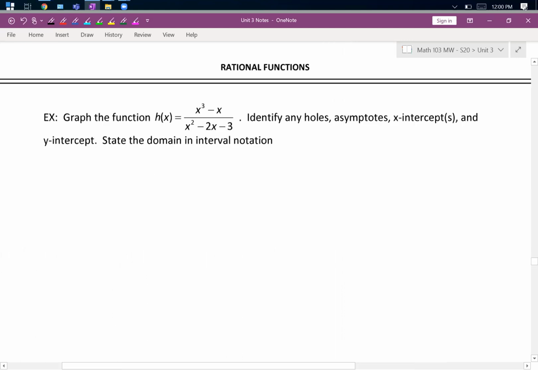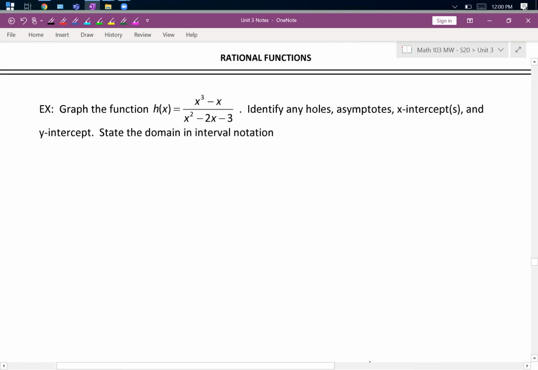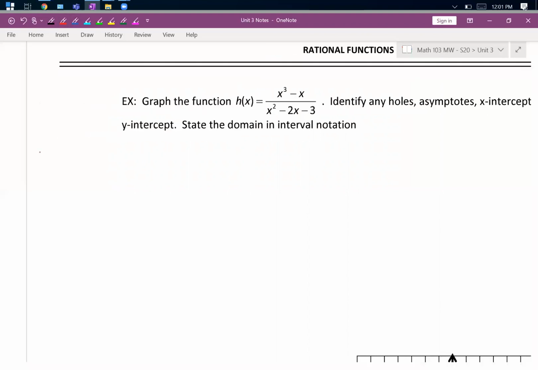Let's graph the function h of x equals x to the third minus x over x squared minus 2x minus 3. We'll identify any holes, asymptotes, intercepts. We'll also state the domain in interval notation. Well, just like the last example, I'd totally do the domain first. To find our domain, we're going to set the denominator equal to 0, solve and exclude.